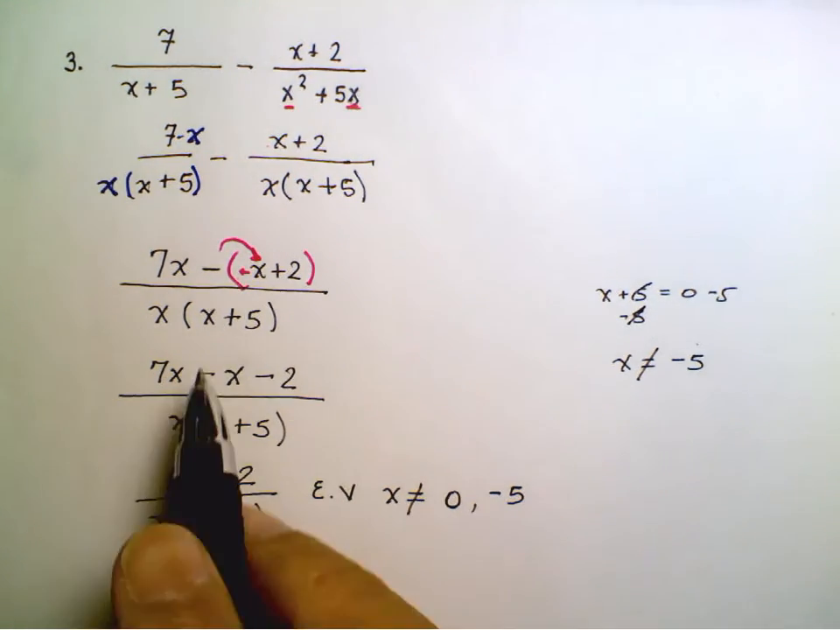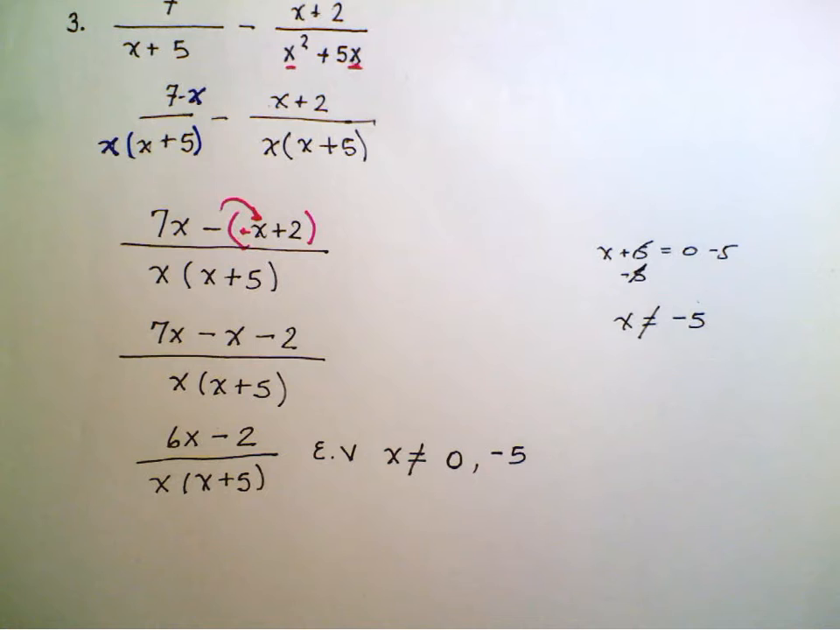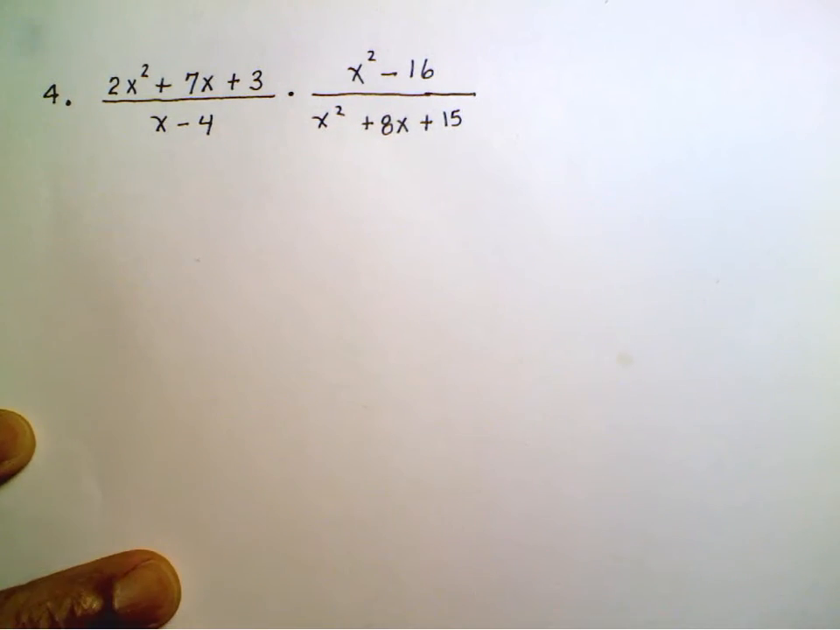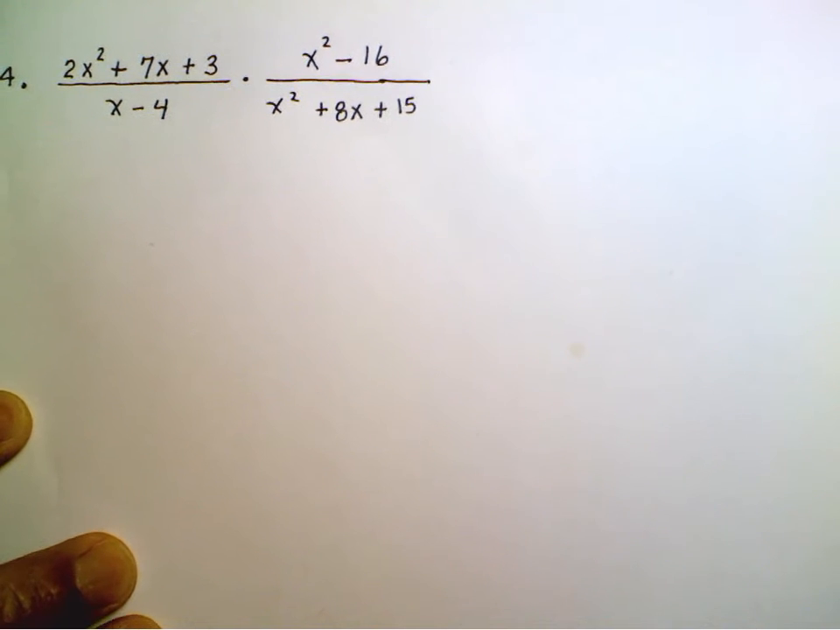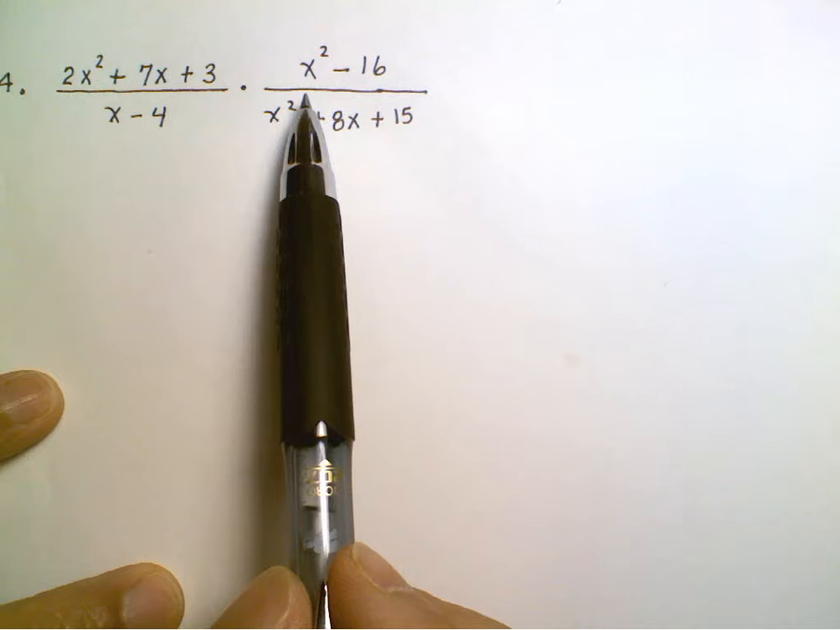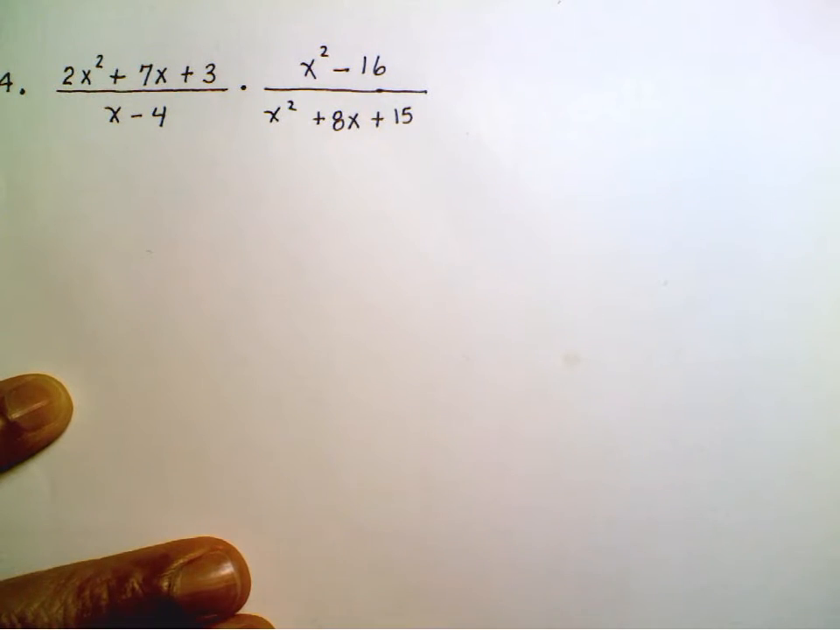So that's problem number 3. So we move to problem number 4. Problem number 4 has a little bit more work. I need to factorize numerators and denominators. The method that you choose depends on you.